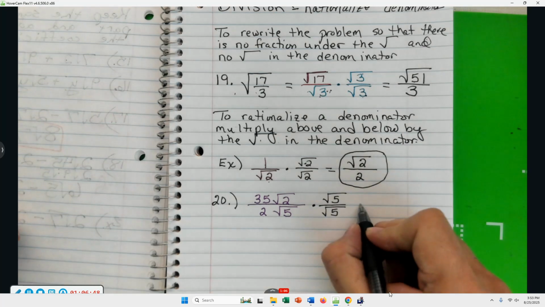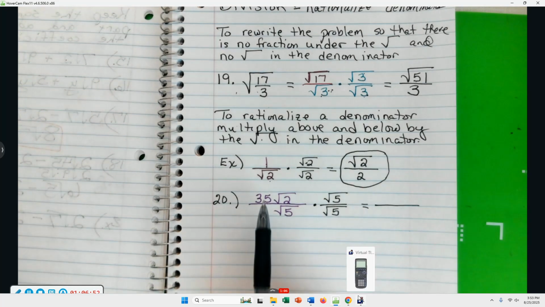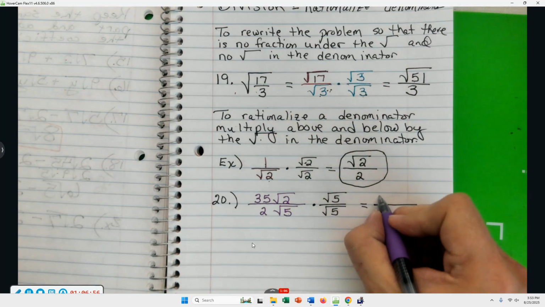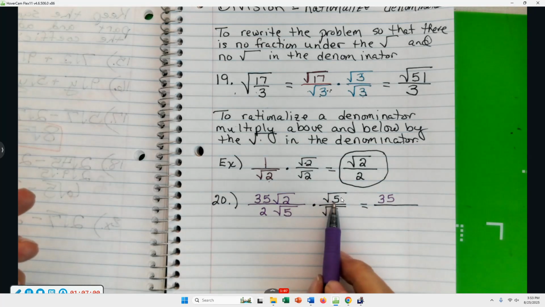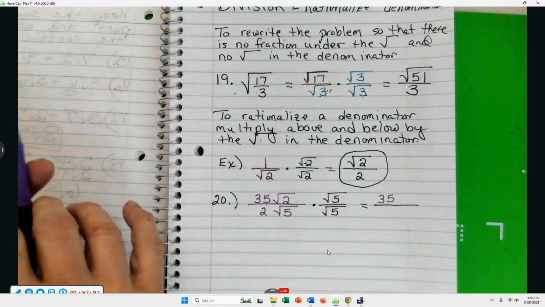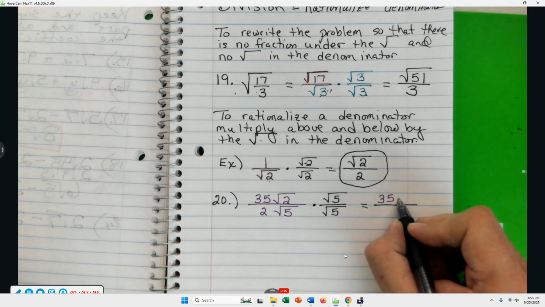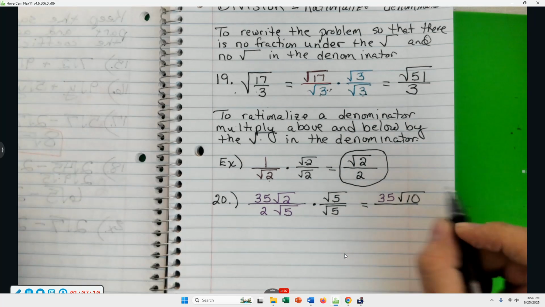So let's see. I guess we'll do the top first. On top, we have a 35. I'll just write that down. But how do we multiply square root of 2 times square root of 5? It's exactly what you would guess. Square root of 10. I agree.